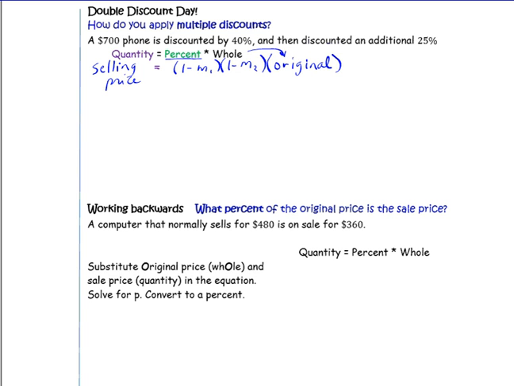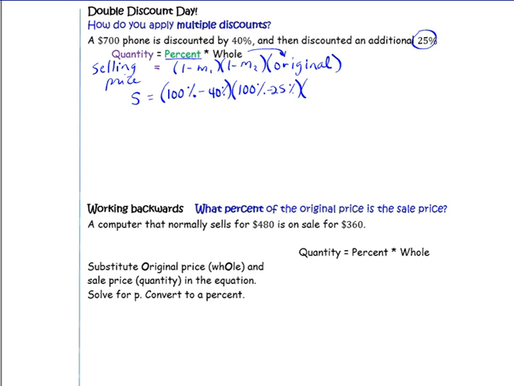So our selling price is the unknown, so I'm going to use S for a variable. And I prefer to use 100% minus 40% rather than 1 minus 0.4. I just make fewer mistakes that way. So as long as you're consistent, I'm going to use 100% minus 40%. I'll change it to a decimal later. And then 100% minus 25%.